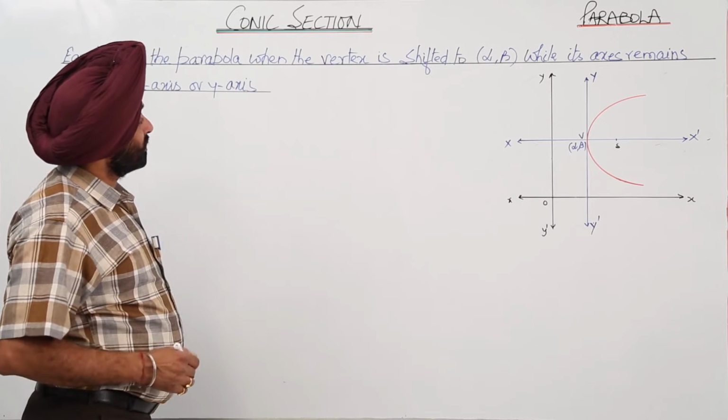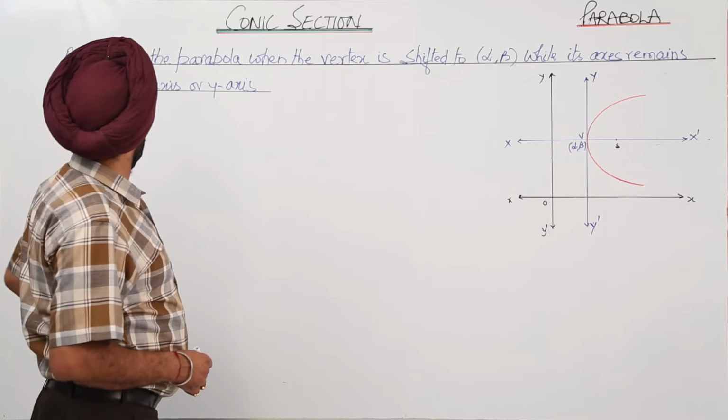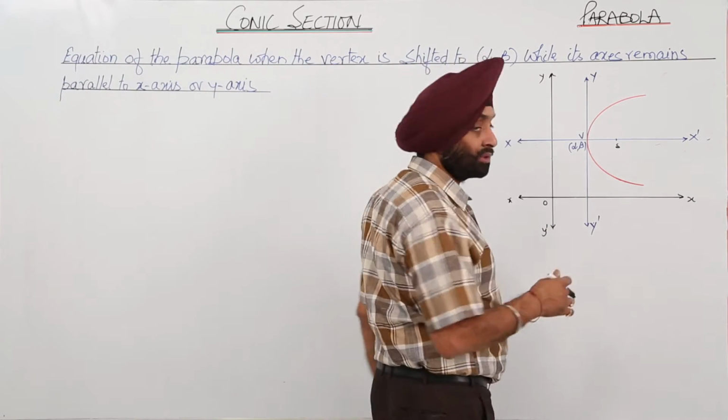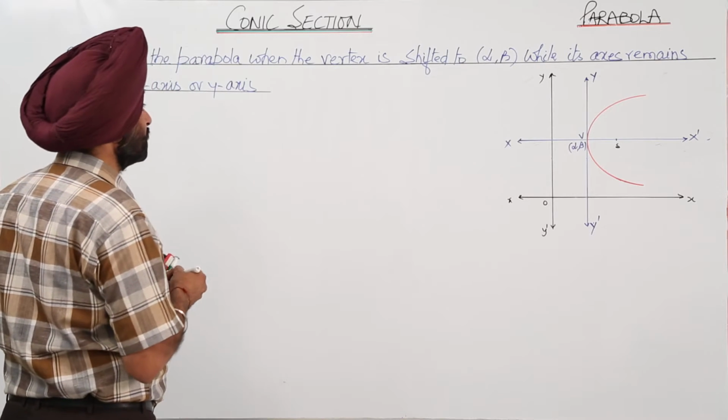Equation of the parabola when the vertex is shifted to alpha, beta while its axis remains parallel to the x-axis or y-axis. Now one figure can be like this, and then we can draw with some other figures. Now just going for this figure first.